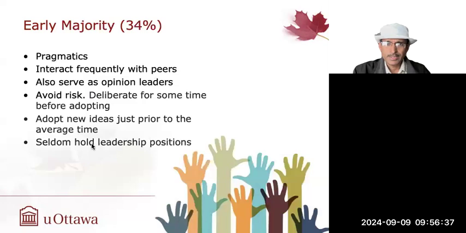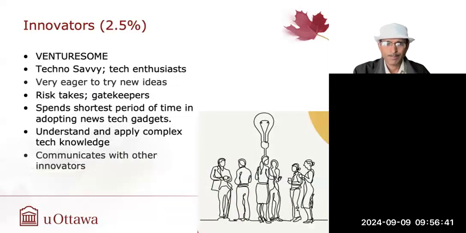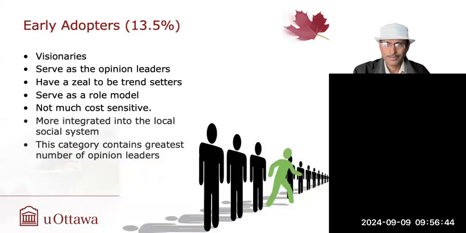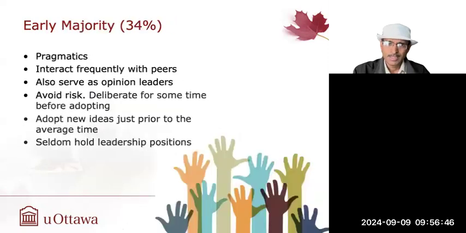And early majority, 34%. Remember the percentages here: 2.5 innovators and 13.5 early adopters. And early majority means more people are coming now. So they are pragmatic people, they interact frequently with peers, and they're also part of the opinion leaders. They avoid risk because they wait a bit. They're more cautious people, not like the early adopters or the innovators.